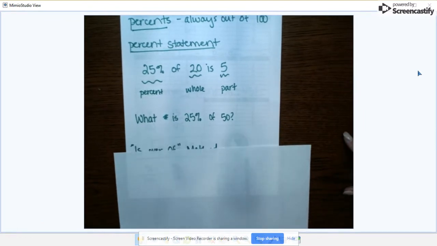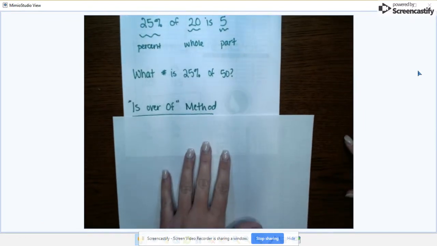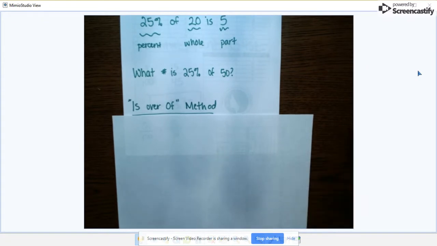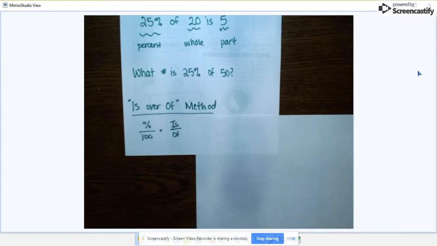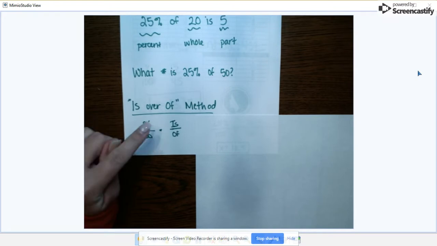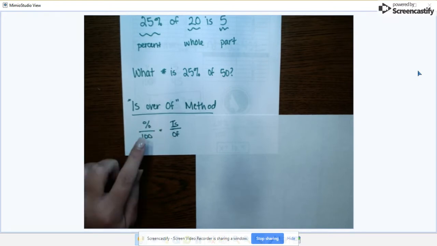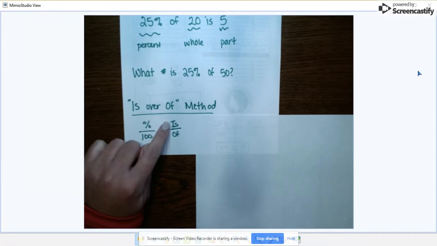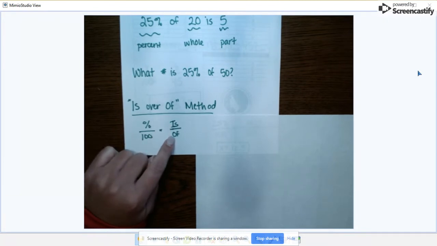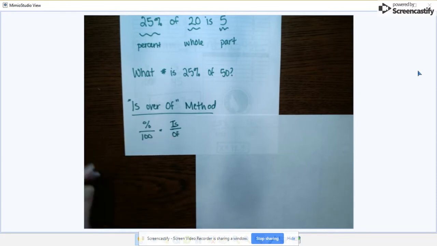So I'm going to show you what I call the is over of method. And it's a sure way to solve these sort of questions in a similar manner every single time. So every time we have one of these percent statements, we'll have a percentage. So we're going to put that percent over 100. And we're going to set it equal to another fraction. And we're going to put a number that corresponds to the is in the statement over the number that corresponds to the of. And that'll make sense in a minute.